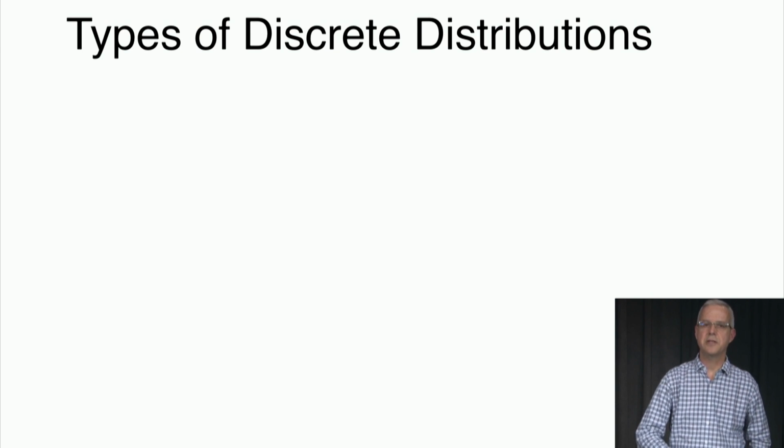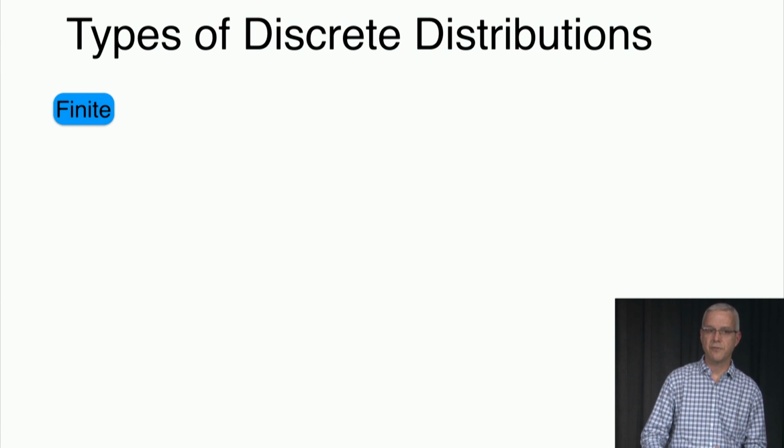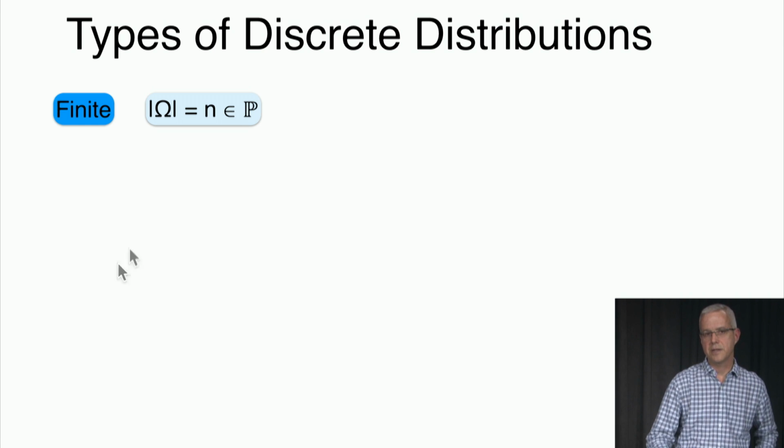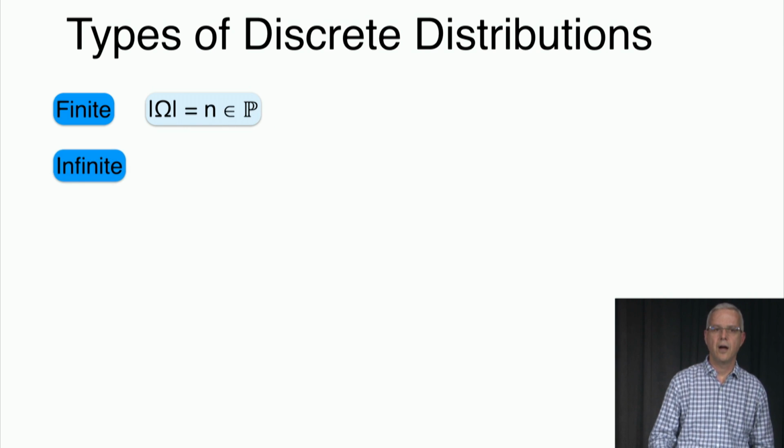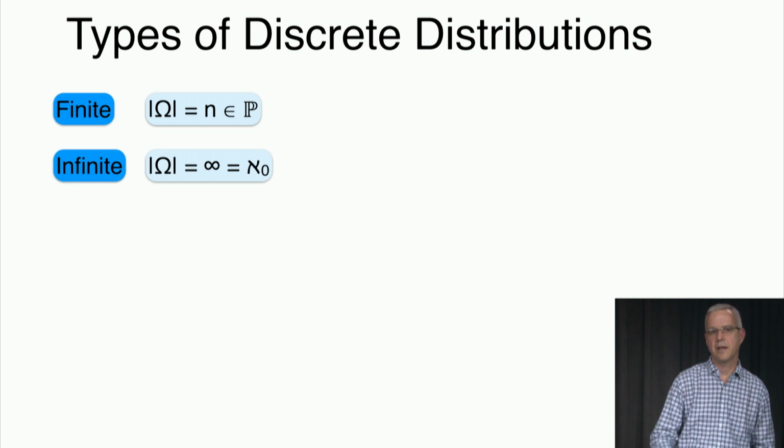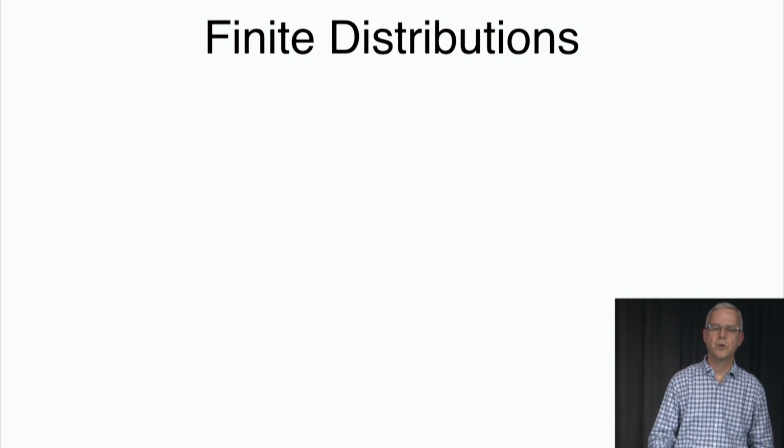Now, discrete distributions can be further classified. There are two types. A discrete distribution could be, as we said, finite, and that's when the size of the sample space omega is some number n in the set of positive numbers. So it's not infinite; it's some finite number. Or it could be infinite, and that's when the size of the sample space is infinite. And then necessarily it's what we called aleph naught, meaning it's countable. Right? Let's look at finite distributions.